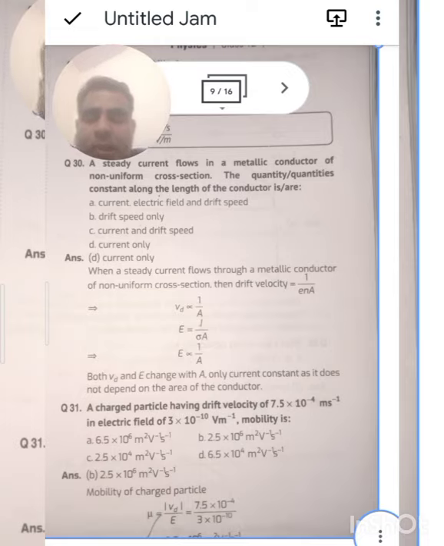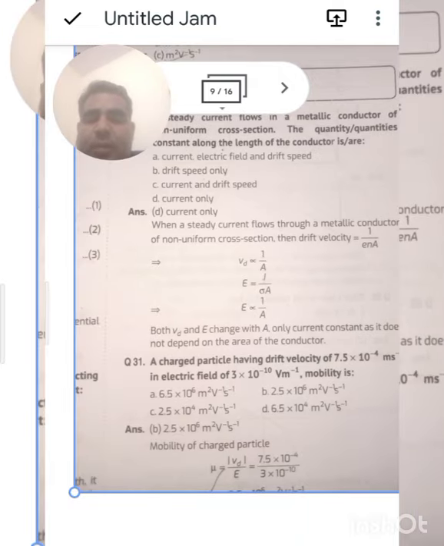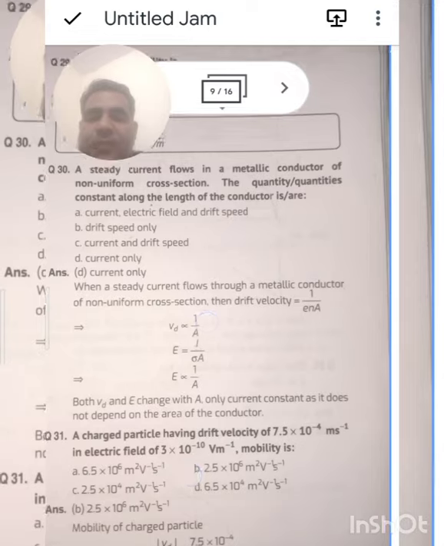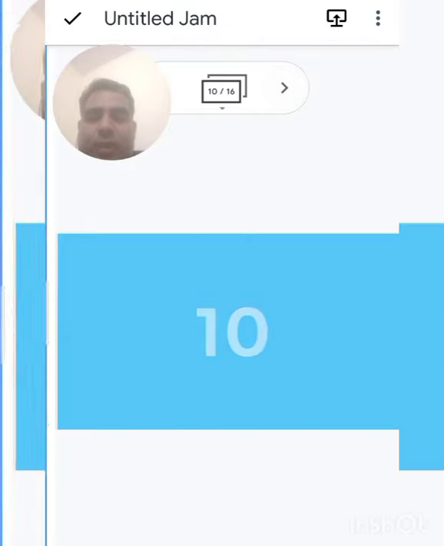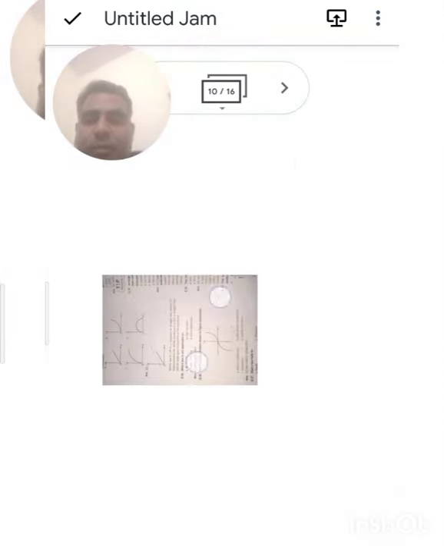Mobility, you have to tell the value. Mobility, it's just simply divide both the values. So 7.5 by 3 divided by 6.5 into... you will write down this one as 2.5 into 10 to the power 6. 2.5 into 10 to the power 6 meter square per volt per second. After this we have the next question.